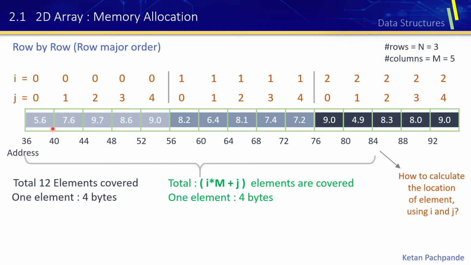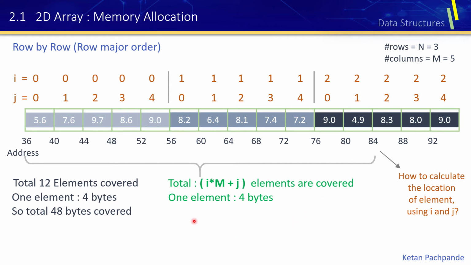Now consider one element size is 4 bytes. If I consider that, what is the total number of bytes taken by these 12 elements? Obviously it will be 12 into 4, that is 48 bytes. So starting with this location 36, a total of 48 bytes have been covered so far. So far means up to the location of i and j. And after that, the element i equal to 2 and j equal to 2 starts.